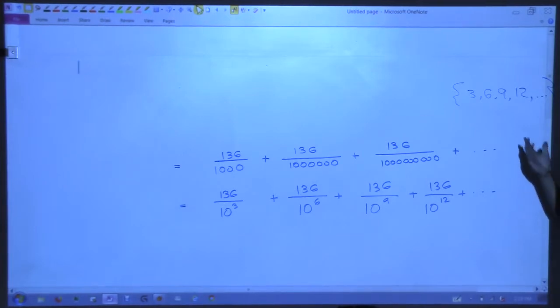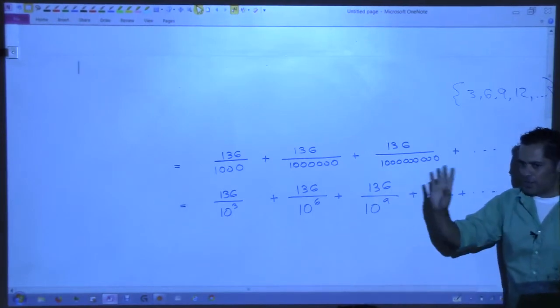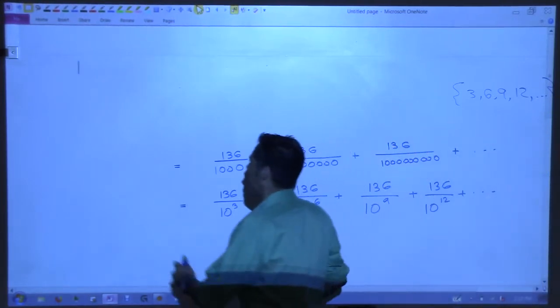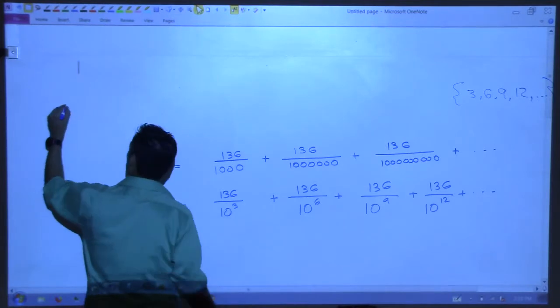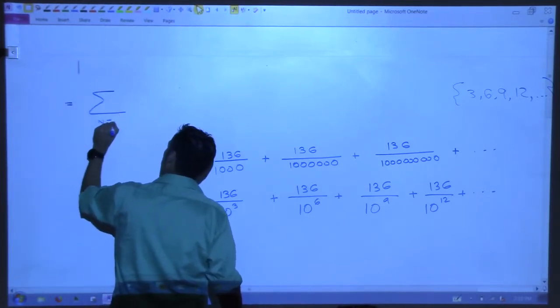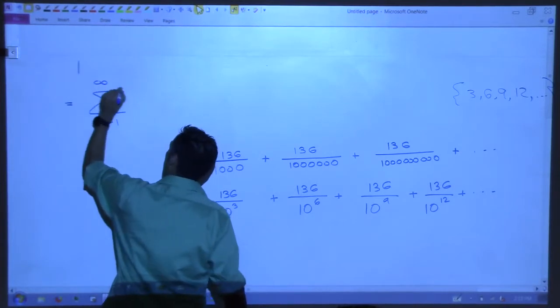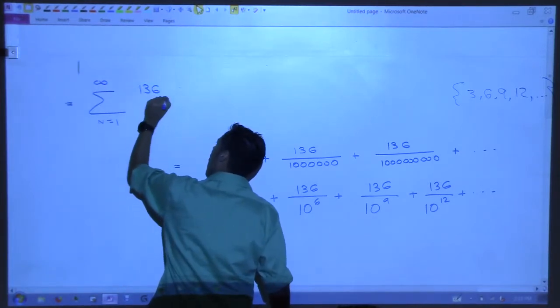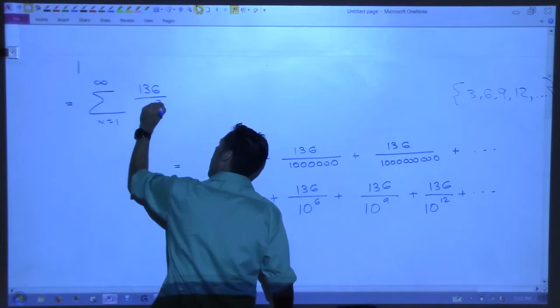3n. 3n would generate that, right? You plug in 1, you get 3. You plug in 2, you get 6. So I can actually generate these. So see if you agree with me on this. Isn't this just the sum as n equals 1 to infinity of 136 over 10 to the 3n?